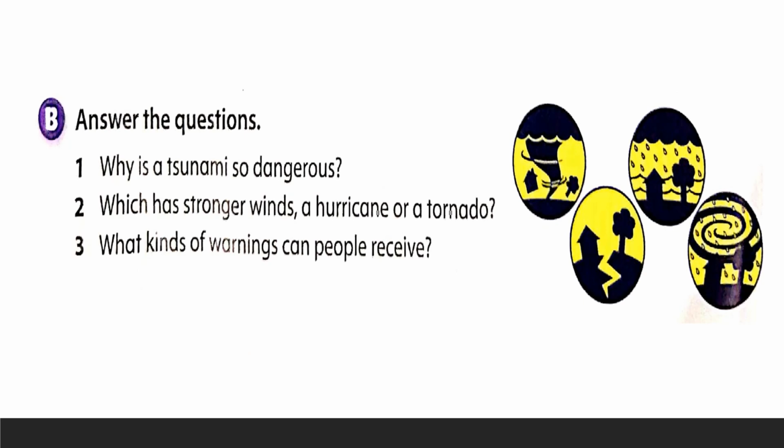Question number two says, which has stronger winds, a hurricane or a tornado? So a tornado has really strong winds, stronger than hurricane, as tornado travels at 400 kilometer per hour speed, whereas hurricane travels at 100 to 250 kilometer per hour speed. So tornadoes are stronger than hurricane. Question number three is, what kinds of warning can people receive? People can receive warnings on their cell phones, so they can leave the place where they are living and they can protect themselves in this way.